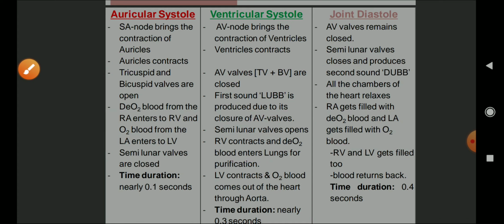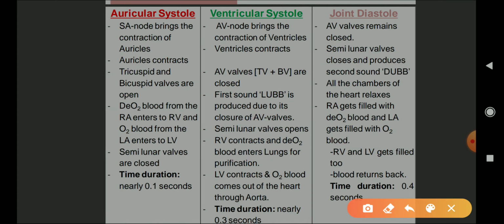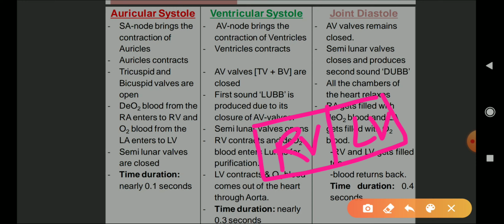How does it look? The ventricles are going to be normal. This one is the right ventricle and this one is the left ventricle. But here the contraction of auricles is taking place. This is the right auricle, this one is the left auricle. So auricles have contracted, and the tricuspid valve and bicuspid valve open.